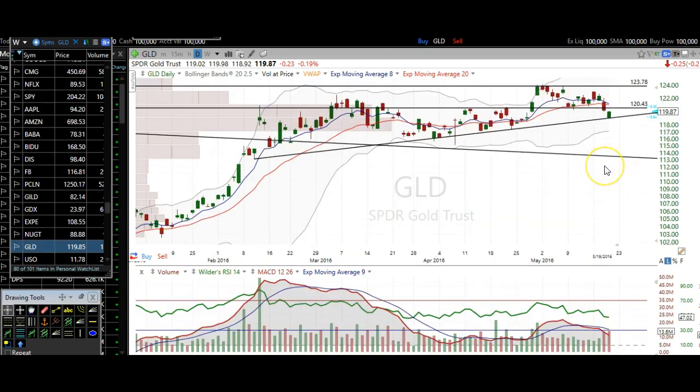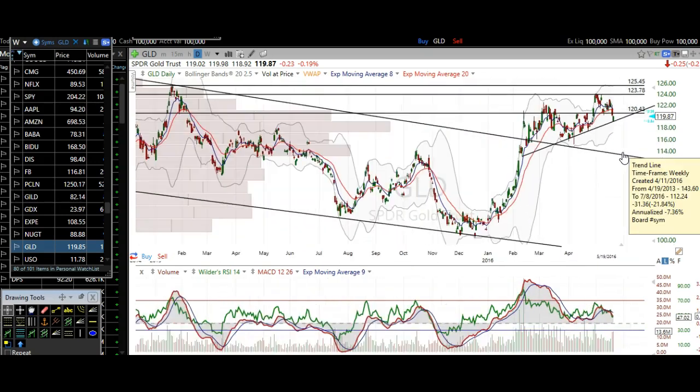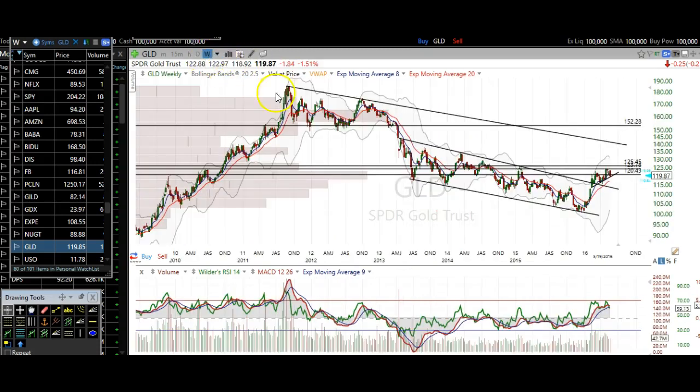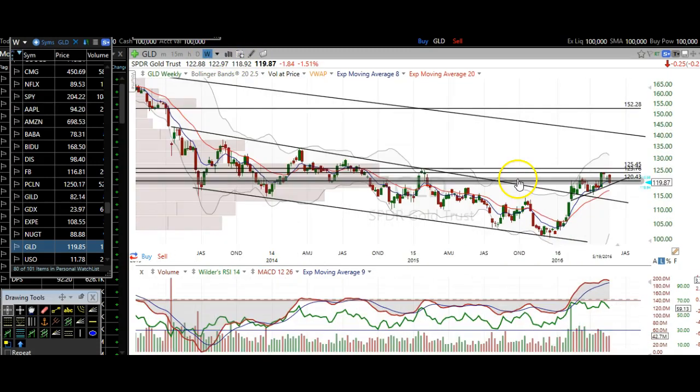This uptrend line is a key level right here, and I really want to see it hold. Otherwise, I think we're going to come down here and tag 114 again to retest this major downtrend line that we broke over. Okay, so this is a big pattern here. Overall, still bullish on gold.